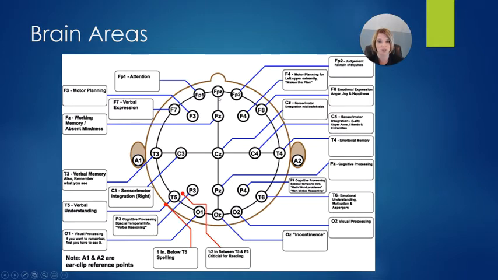F is for frontal, C is for central, T is for temporal, P is for parietal, and O is for occipital. FP means prefrontal. Up here in the frontal area, we have attention and working memory, and executive function, which is planning and organization. Over here, we have impulse control and judgment. Moving back a little further, we have the sensory motor cortex, which is responsible for the integration of sensory input and motor control and output.